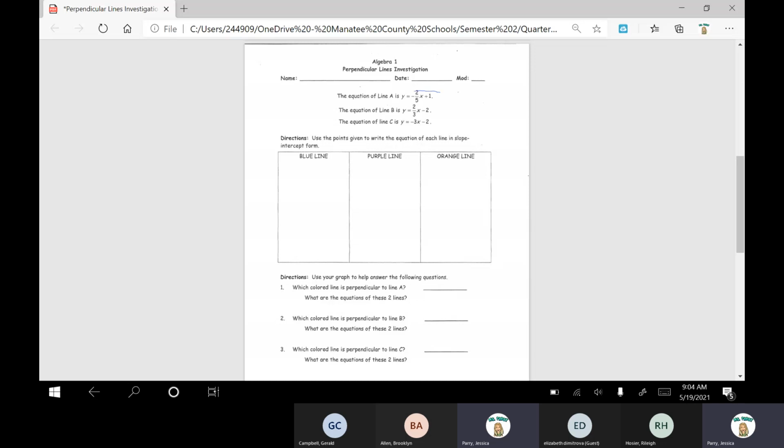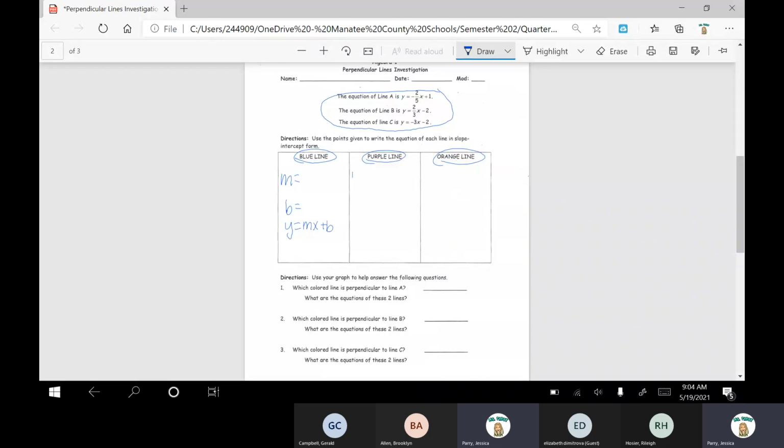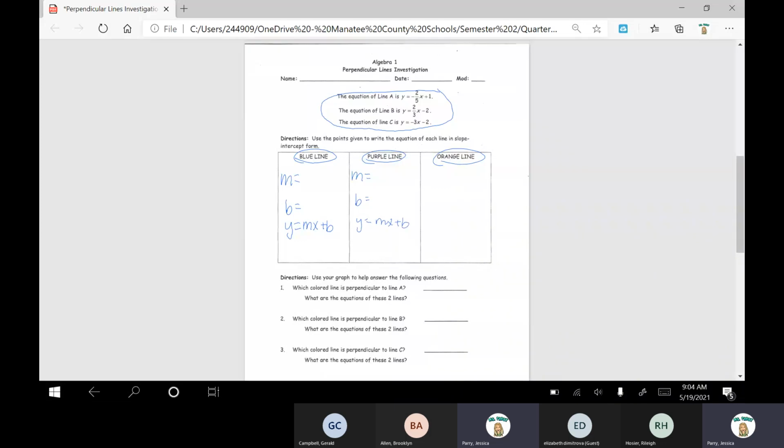And then it has the equations for lines A, B, and C. Then your next step is to write the equations for your 3 colored lines, the blue, purple, and orange. What I recommend doing first is writing M equals, B equals, and then you're going to plug that into y equals mx plus b. Same thing for all of these. M equals, b equals, y equals mx plus b. You're doing that for all of those. And you just change out m and b. You plug in your 2 pieces of information to get your 3 new equations for the colored lines.